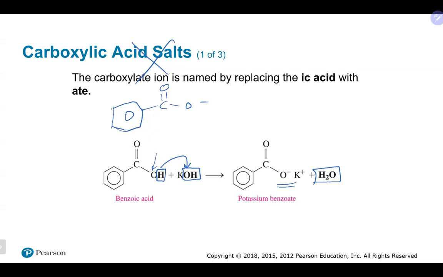So much like we talked about with acid bases, when it loses an H plus, right? Not just an H, but when you lose the plus, you become one more negative. So that is where the negative charge comes from. And here we have our water, basically.